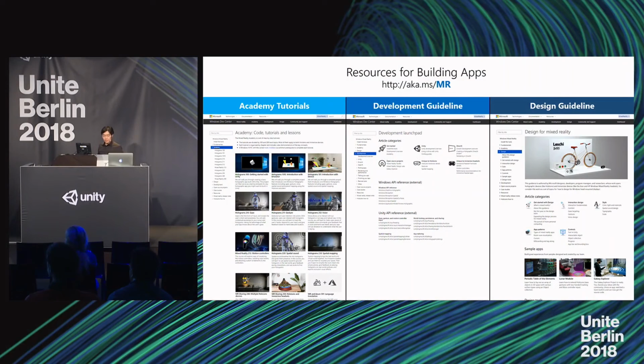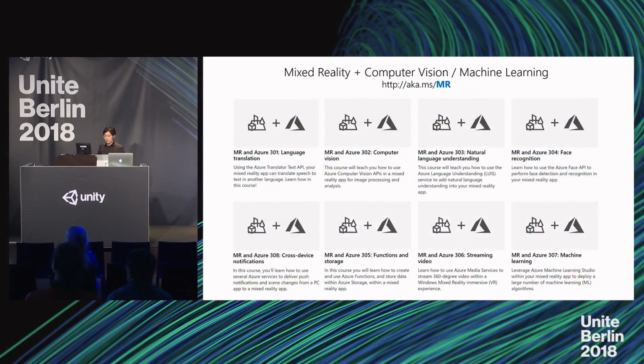And these are some of the other great resources that you can find on our Windows Mixed Reality Dev Center. So the shortcut is aka.ms/mr. When you go there, you can find the Mixed Reality Academy tutorials and development and design guidelines. And recently, in this Mixed Reality Academy tutorial, we have added this new series for Mixed Reality plus computer vision and machine learning. So in this series, you can find how you can use HoloLens or mixed reality devices for machine learning, computer vision, face recognition, and language understanding. So really interesting topics.